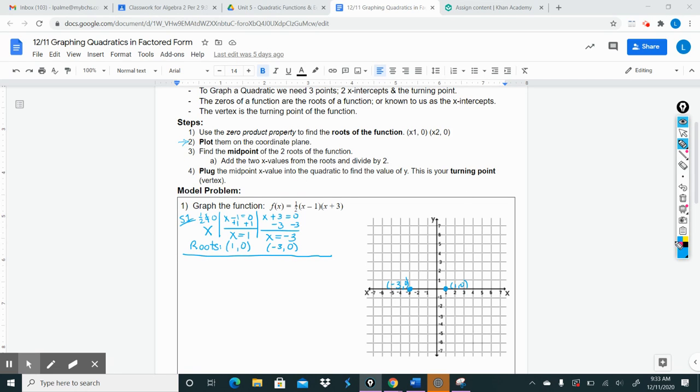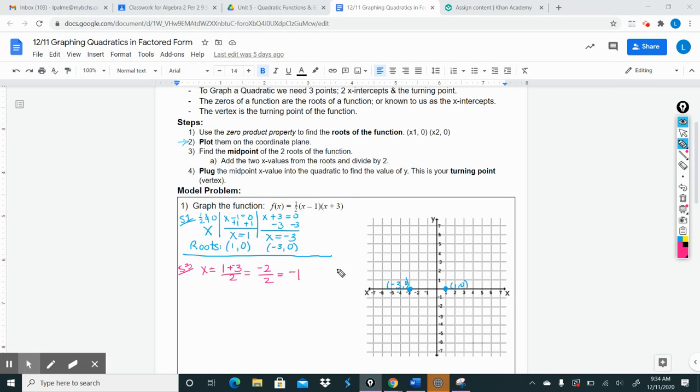Next step, step number 3, we are going to find the midpoint of those two coordinates. You can probably, when graphing, see that we're going to end up with -1 as our x coordinate, but we always want to double check. So we're going to take our two x values from our roots and we're going to add them up and divide by 2. So we get here 1 plus -3 is -2. Divided by 2 happens to be -1, like we thought.